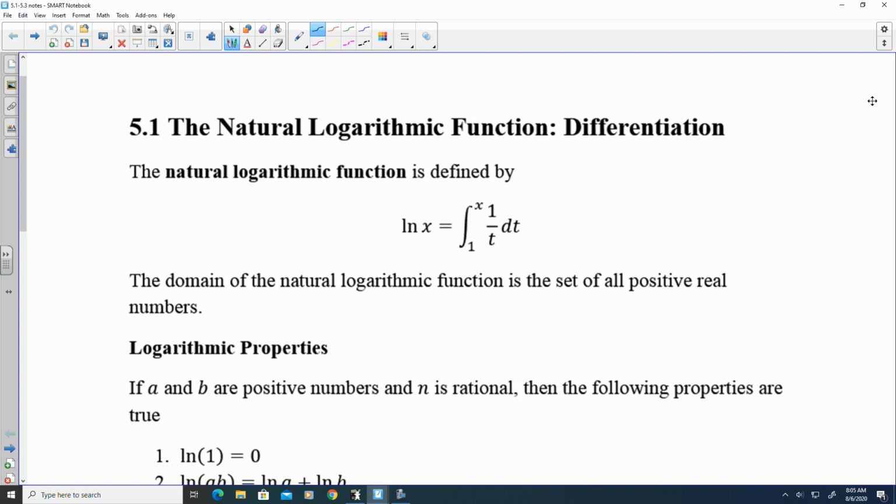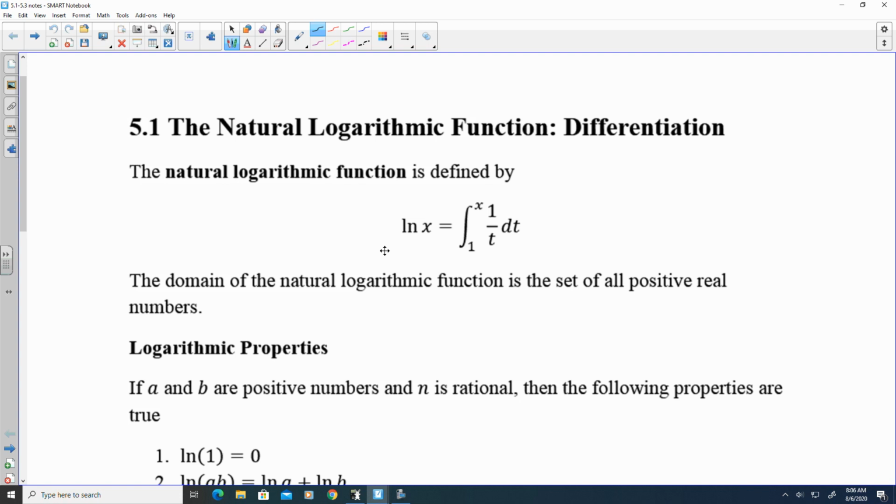So the natural log function for calculus is defined as ln x equals the integral from 1 to x of 1 over t dt. So that gives you a little bit of insight into possibly what the derivative might look like. We are more used to seeing the natural log function in relation to exponentials, and that natural log is the inverse of the e to the x function. That's what we've used it for in the past.